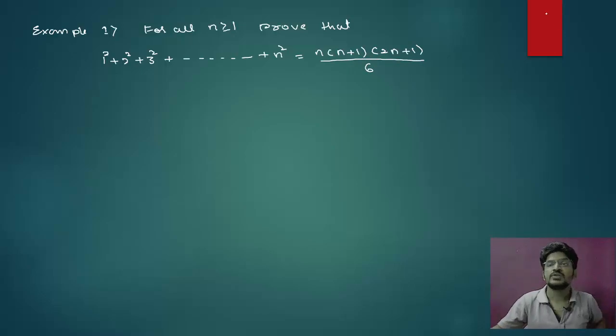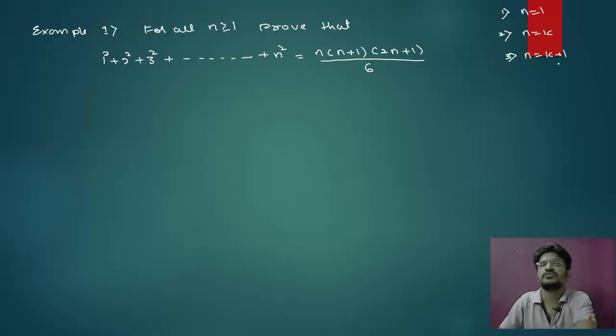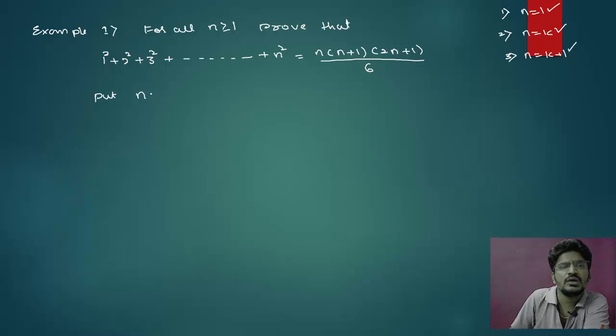Here the logic is deductive reasoning. In deductive reasoning, first I will take n equal to 1, in the second I will take n equal to k, and in the third I will take n equal to k plus 1, and I simplify this. If it is true for n equal to 1, and true for n equal to k, then it is going to be true for n equal to k plus 1, hence it is true for all n. Clear?